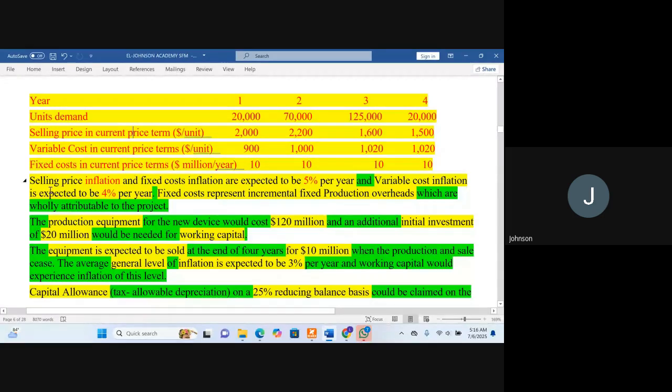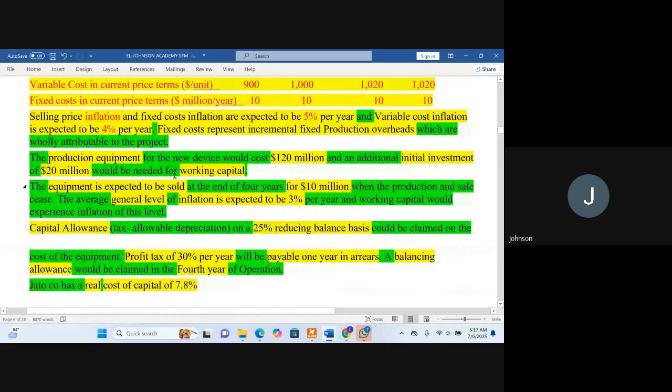Then another thing you also now consider is that the inflation rate that they gave us, is it the same for the cash flows? If it's not the same for the cash flows, then that means that you must inflate your cash flows. Once the inflation rate they gave you is not the same, then you don't have a choice. You must inflate your cash flows using the different inflation rates that you are given in the question.